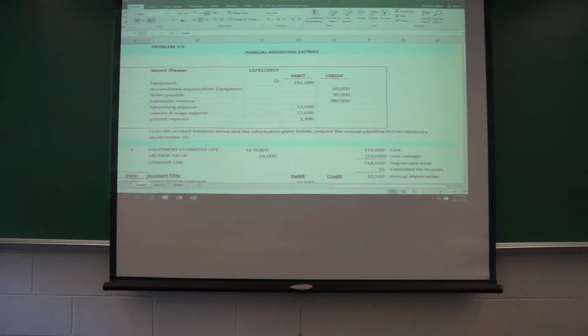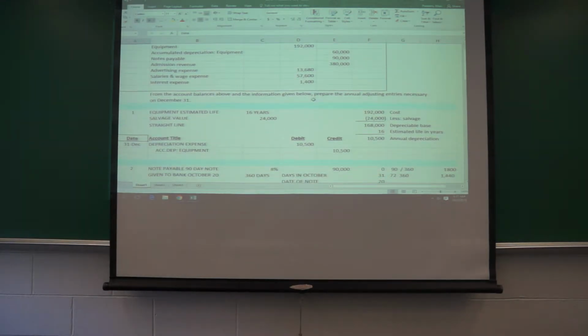This was the Savard Theater, and these were where you had to really compute the adjusting entries. So, to get to the depreciation, you just have to go through the usual cost less salvage, the base, and it's going to be 10.5 each year.